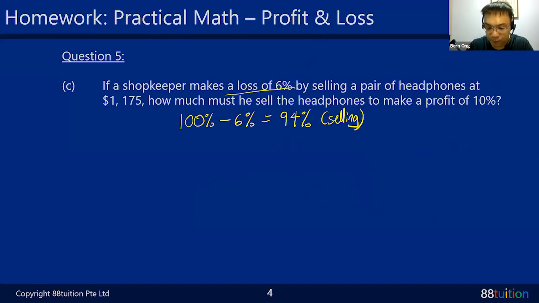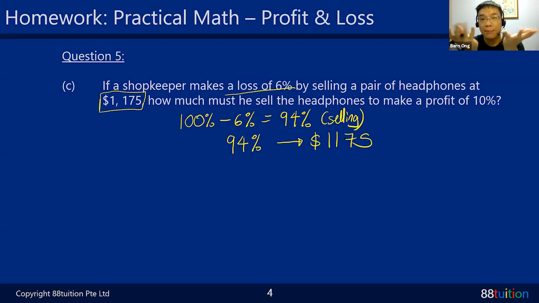And look at the question. By selling a pair of headphones at $1175. So if the shopkeeper sells it at $1175, he's already making a loss. If he's selling at $1175, he's already making a loss. Means that he's selling at 94%, instead of the 100%. So this 94% is like the selling, compared with the selling of 1175. Can you see or not?